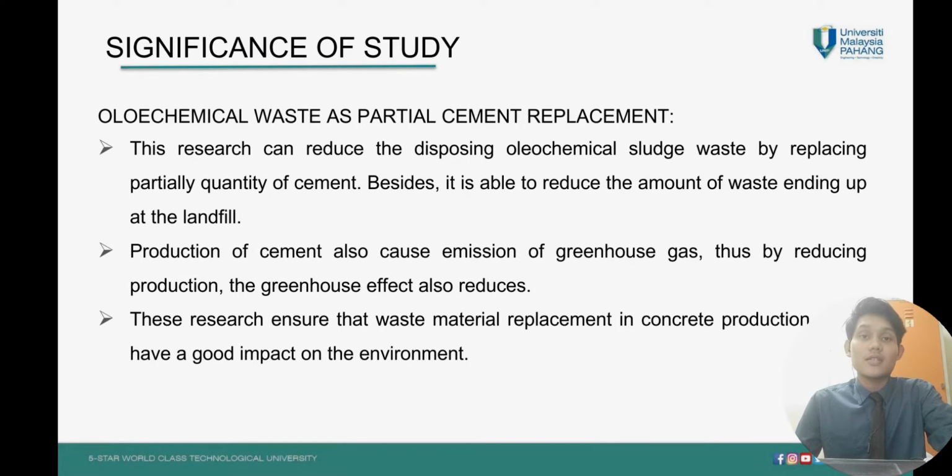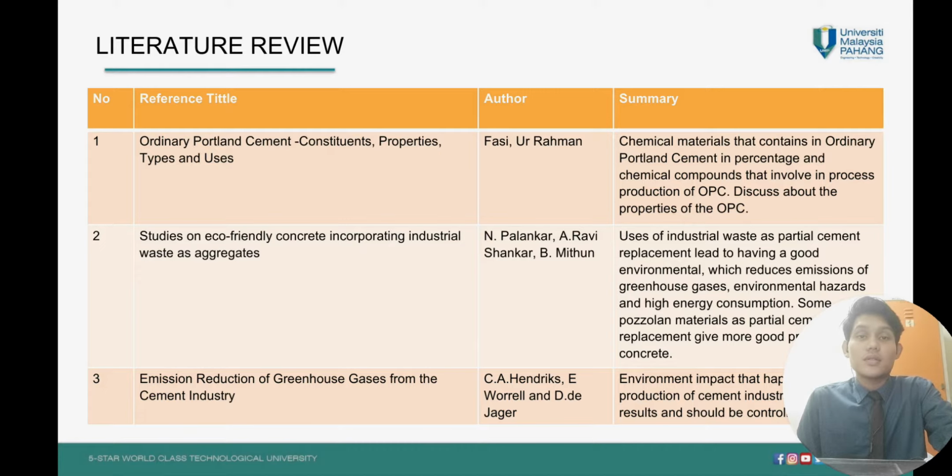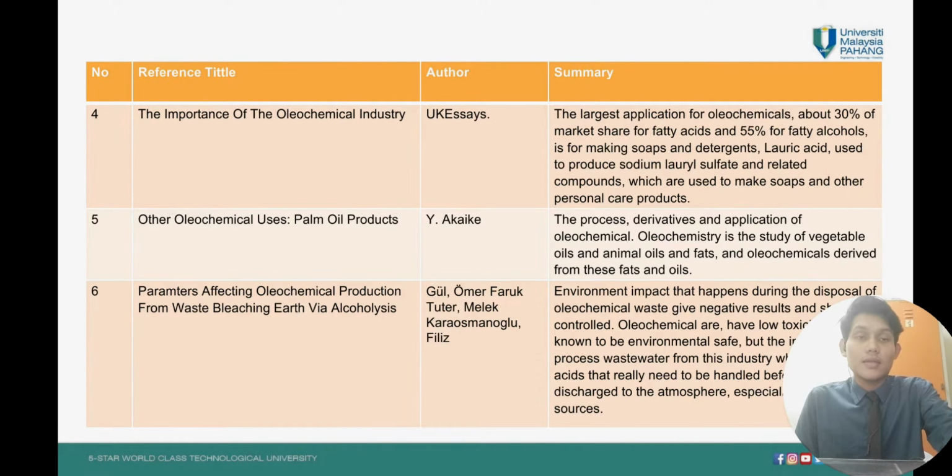So the significance of this study is that the research can reduce the deposit of oleochemical sludge waste by replacing a partial quantity of cement. Besides, it is able to reduce the amount of waste ending up at the landfill. And the production of cement also causes an emission of greenhouse gas, so by reducing the production of cement, the greenhouse gas effect is also reduced. So this is the literature review involved in my thesis. I put a little on the slide.